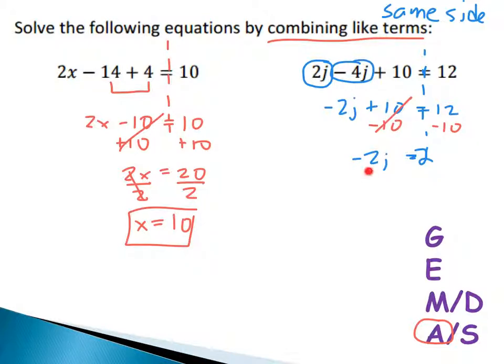Last step, negative 2j, what am I doing here? That's multiplication. So the first thing I'm going to do is divide by negative 2. If I do it to that side, I got to make sure I divide by, and I didn't say it, I'm sorry, negative 2. Over here, negative 2 divided by negative 2 is going to give you a positive 1j, and that's going to equal 2 divided by negative 2. 2 divided by 2 is 1. You're dividing a positive by a negative. Remember from last chapter, that's going to give you negative 1.